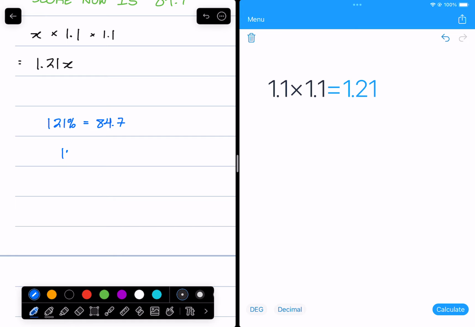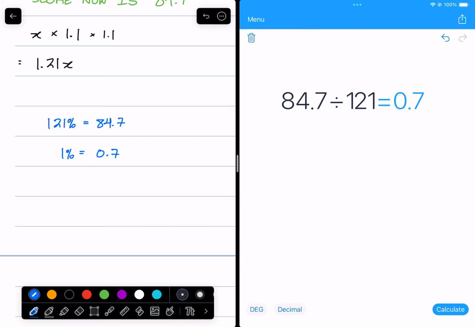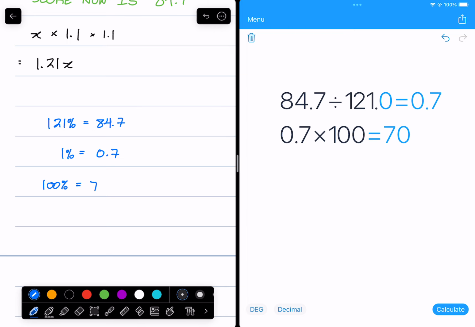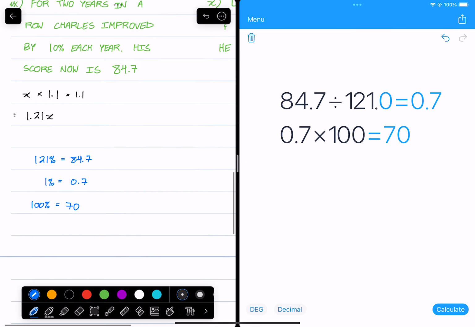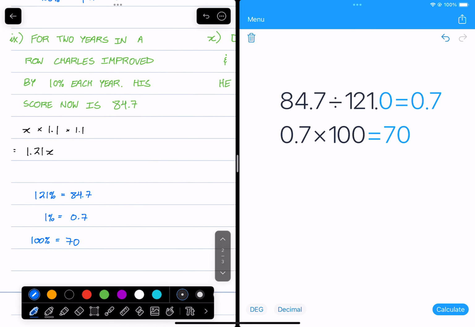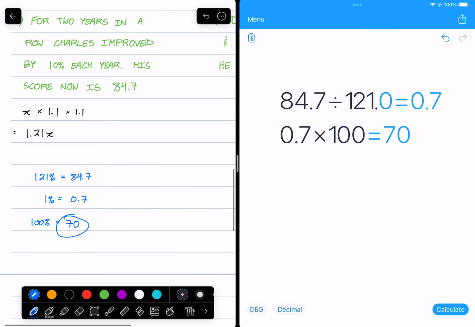And once again from here, we can find that 1%. We do that by dividing by 121, so 84.7 divided by 121. This gives us 0.7. And so that 100%, we just take this, and multiply that by the 100. This gives us 70. So Charles, his original score is 70.